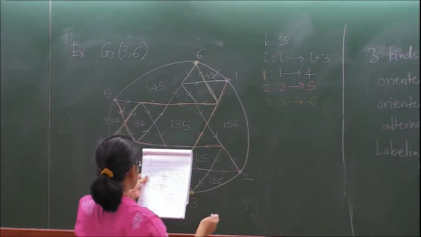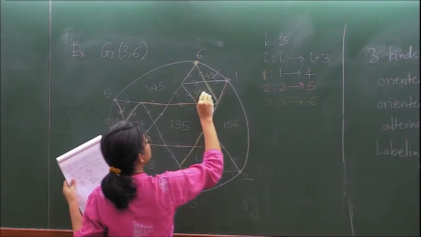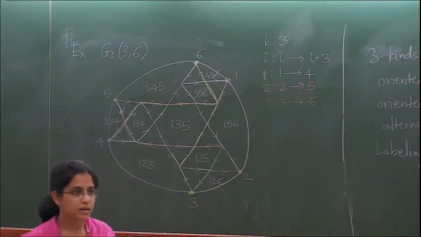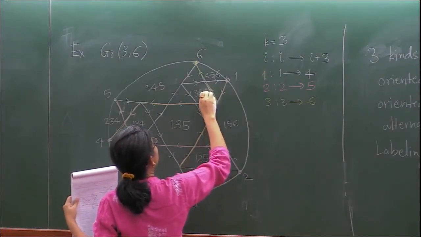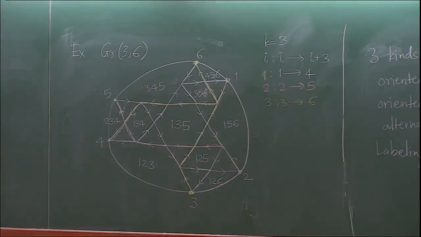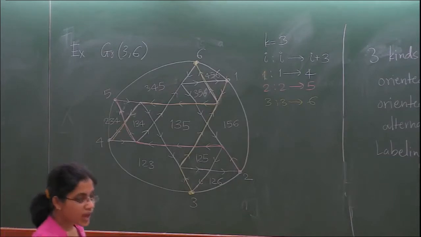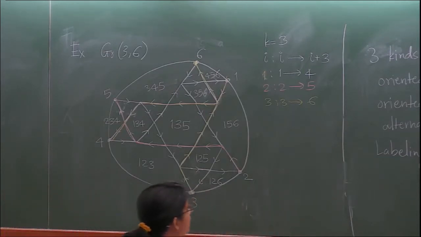Yeah, that was just an example. This has 3, 5, 6. Sorry. 6. Okay. So now, after labeling, finally, we can.